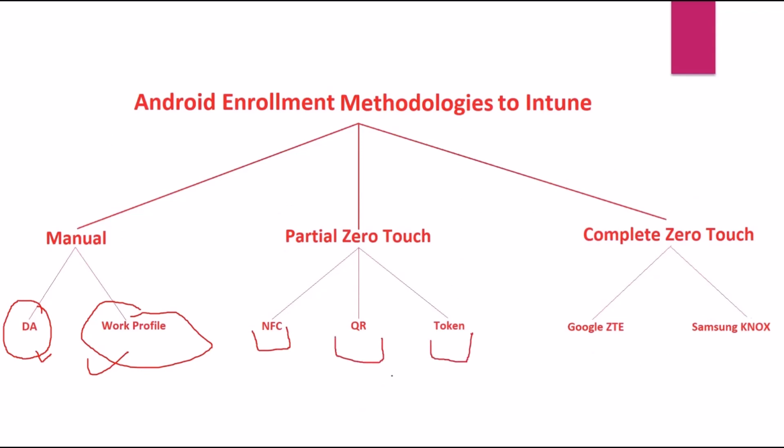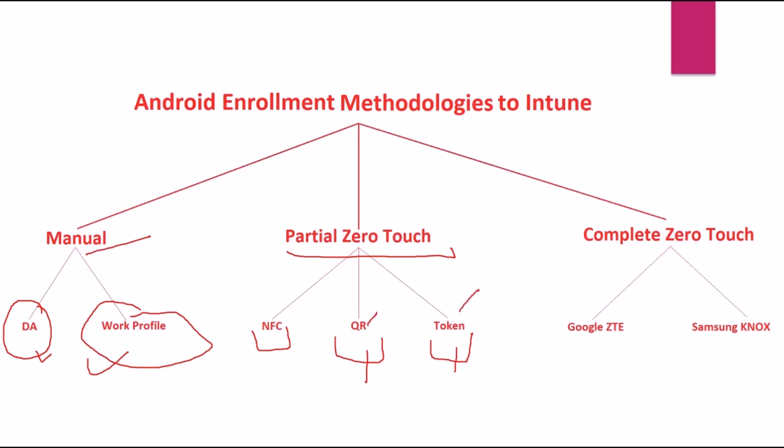Usually the QR code would be the one that is used, or maybe a token. In this case, we don't need to download any application. So that is why this is not manual, and I have categorized this as partial zero touch. Partial because if you're using QR code or NFC or token, there is something that the end user has to do. And what is that something? Again, I've done a deep dive on these in a different Nugget, which talks about Android enrollment options, and I've done a demo on how to enroll a device with QR code or with token.